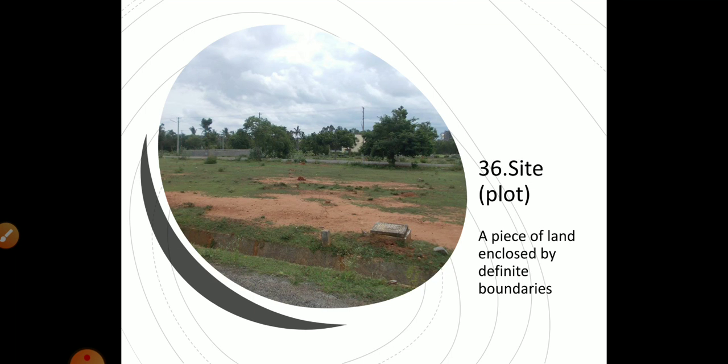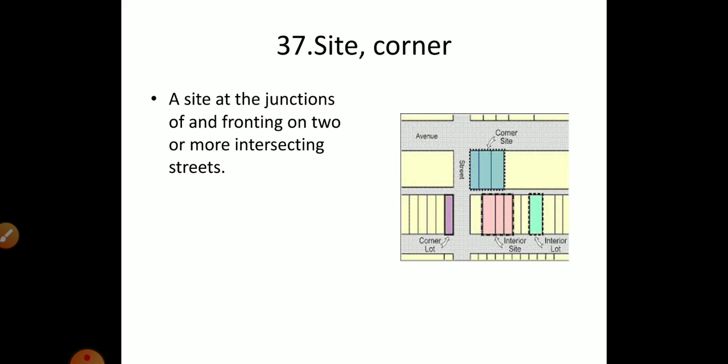The next part is the site or the plot. We know what the site or the plot is. Plot means it is a piece, or we call it a parcel. It is a piece or a parcel of land which is enclosed by definite boundaries.